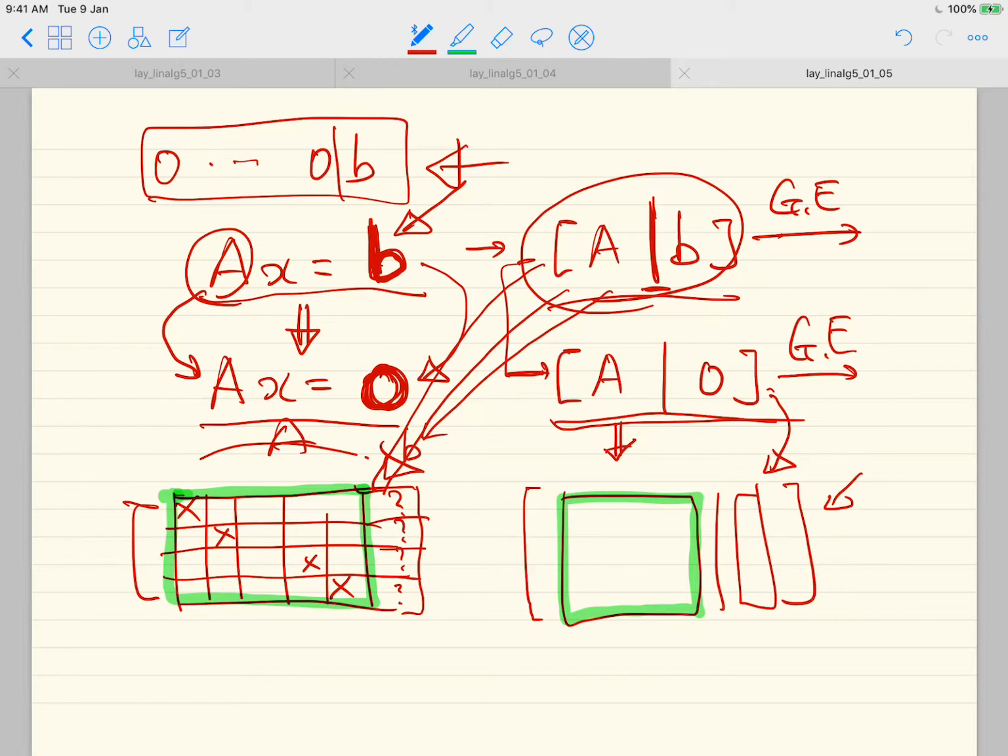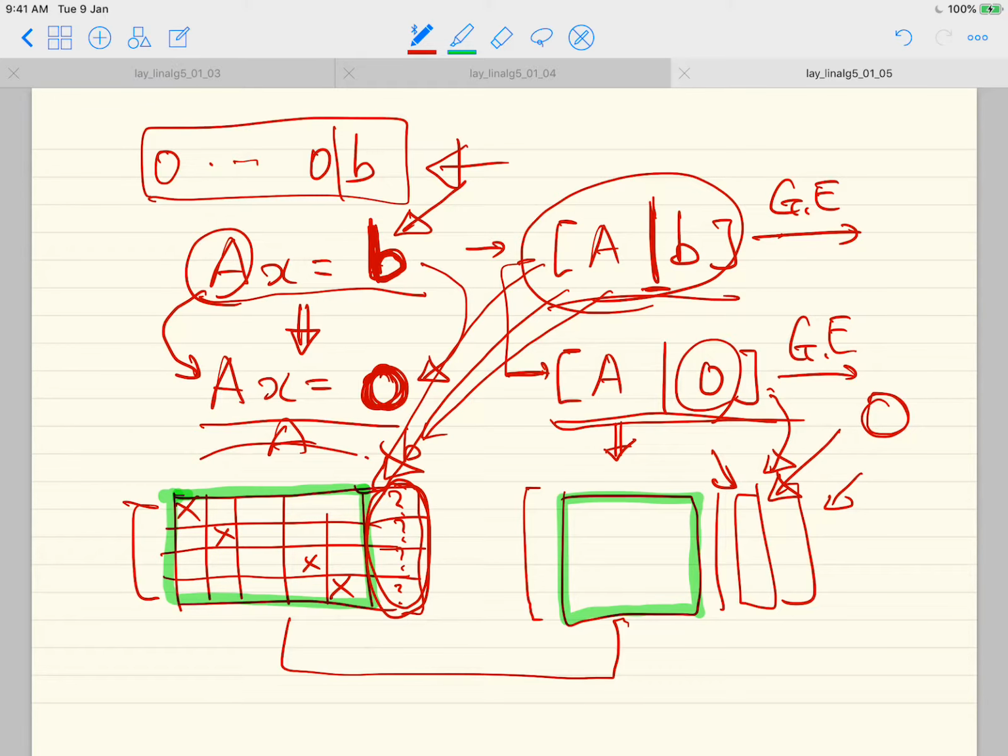Okay, so these two will be exactly the same, which means that which variables are free variables or not will be exactly the same. Okay, and what about this part? If we started from the zero column, what will be the column corresponding to this part? It will still be 0, right?